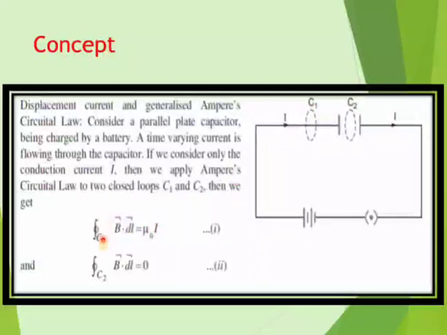The line integral of magnetic field along this path C1 will be equal to mu naught times I, where I is the conduction current. But if we apply Ampere circuital law to loop C2, then the line integral of magnetic field along C2 is equal to 0, because there is no conduction current. This is equation number 1, and this is equation number 2.